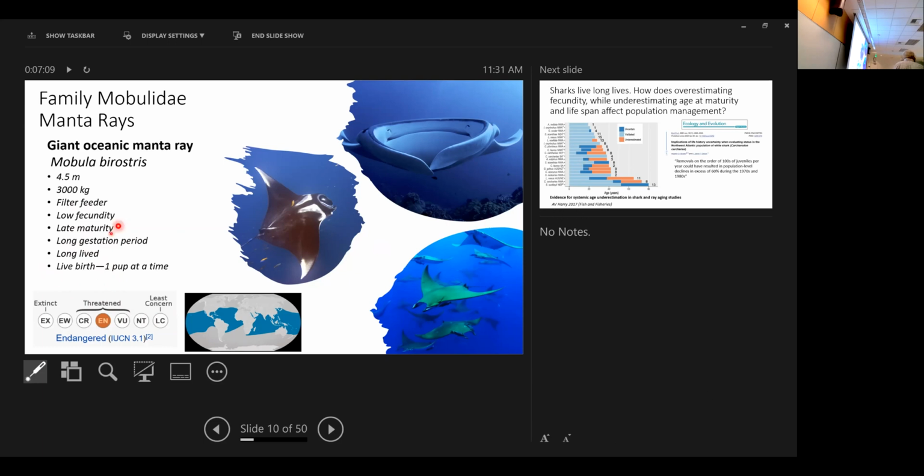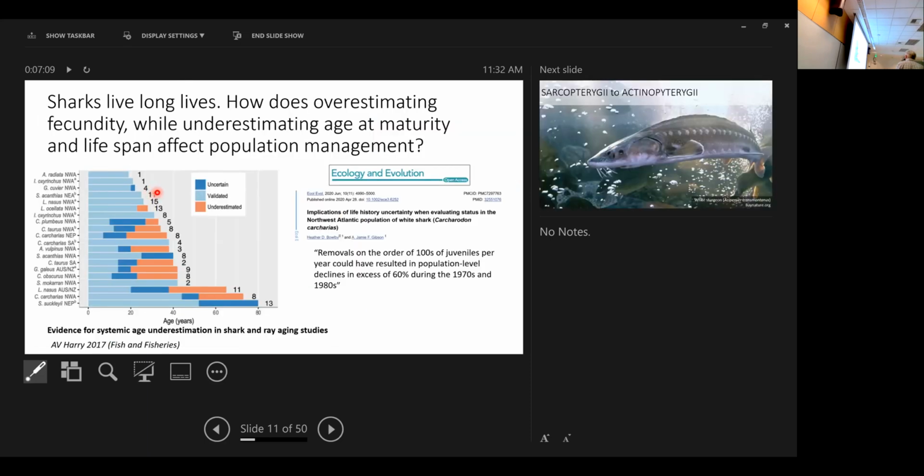And so all those things together mean probably not a great fishery, right? It's probably really difficult to harvest these fish sustainably. So even though they have this global distribution, they're very much endangered. That may vary from country to country or region to region, but generally they're in trouble. And so I just want to address some of these ideas. Sharks in general live very long lives. And so I just talked about fecundity and age at maturity and lifespan.